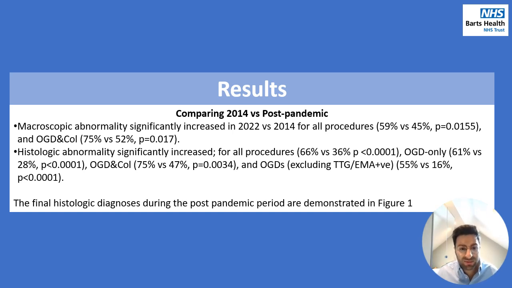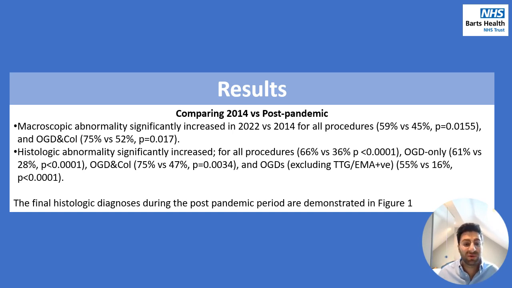We also found the histological abnormality significantly increased for all procedures, with a rate of 66% versus 36%, and the OGD group, with a rate of 61% versus 28%, and in the OGD colonoscopy group, with a rate of 75% versus 47%. This was also replicated in OGDs that excluded celiac serology positive patients, with a positive rate of 55% versus 16%.